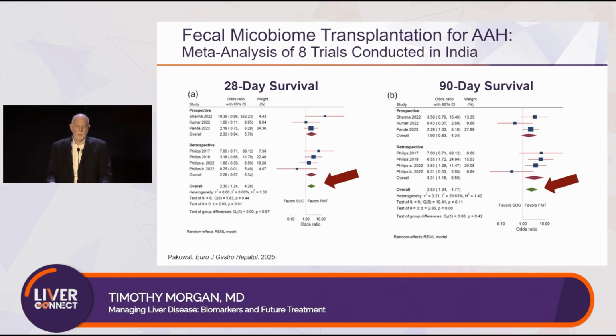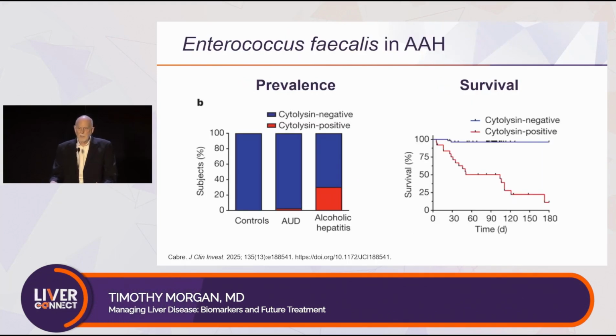Here is a meta-analysis of trials conducted in India with fecal microbiome transplantation. There were prospective studies and retrospective studies, and the arrows there point to the combined result, and both 28-day survival and 90-day survival was better with the people that got FMT. It has not been repeated in America that I'm aware of. These last two are, well, they're interesting.